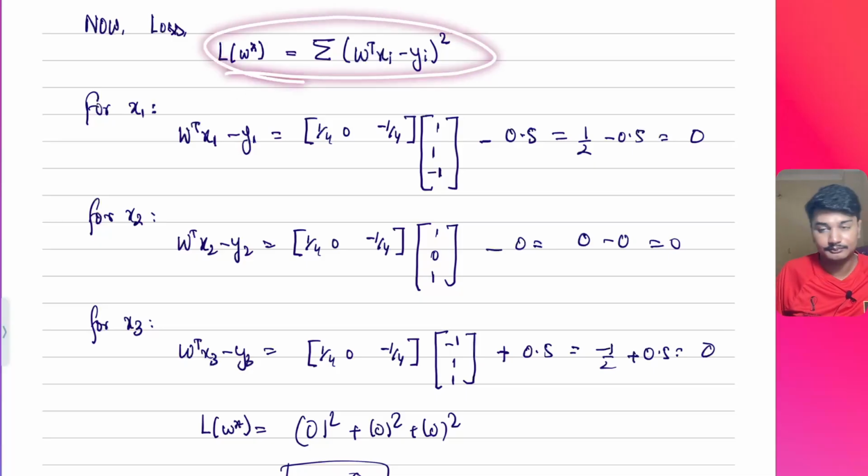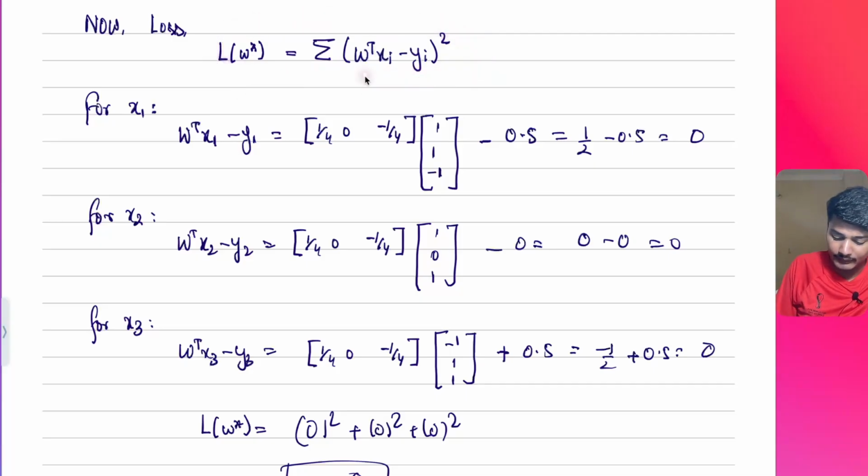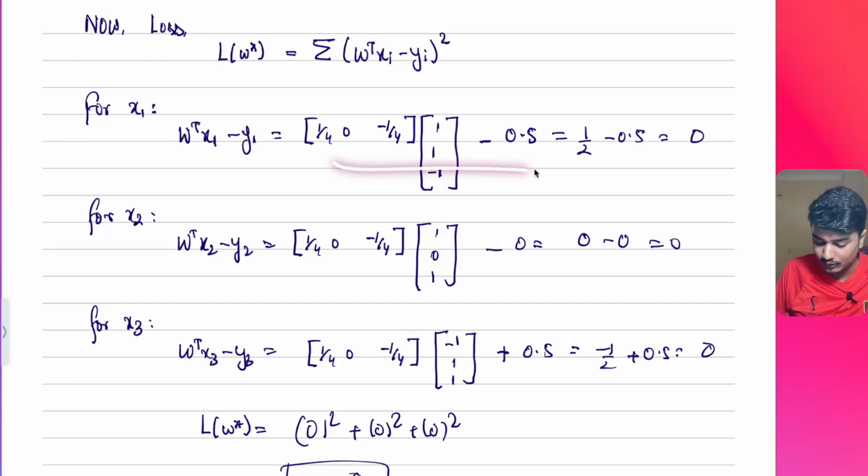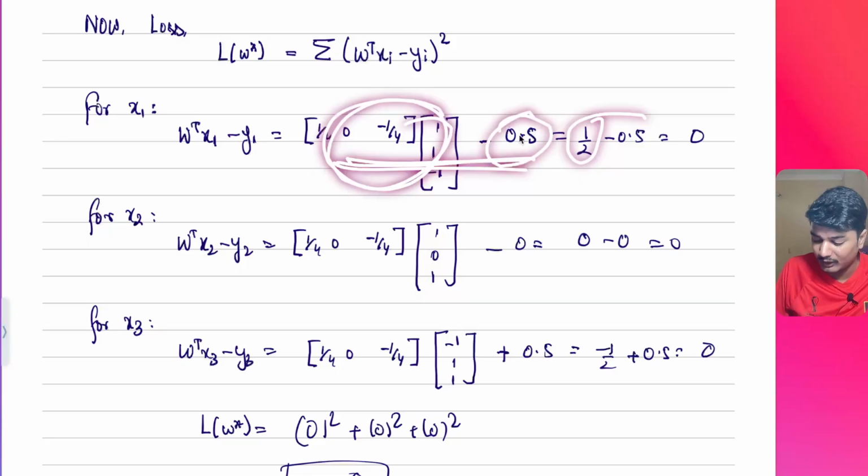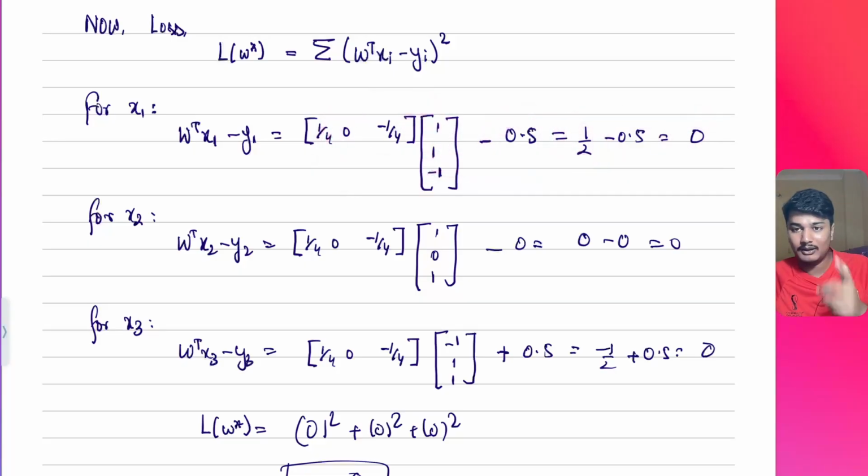So now the loss is this. We have to find this part for each data point. For data point 1, that is for x1, we have w transpose x1 minus y1. So w transpose we get like this, from the above calculation, and minus y1, which is basically the label. When we do the calculation of this, we will get 1 by 2 minus 0.5. That is, 1 by 2 is 0.5, and minus 0.5, so it will turn out as 0.